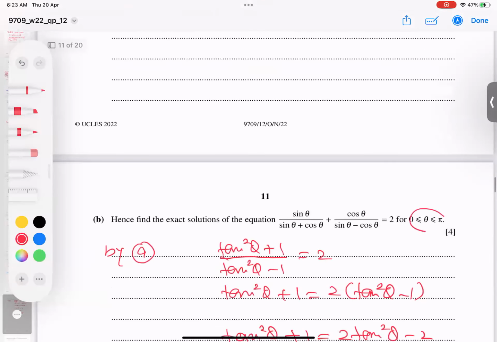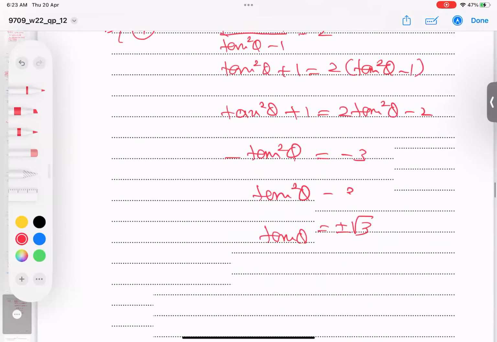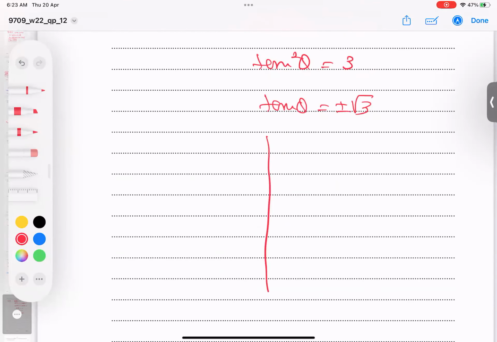And what is the range? It says 0 to pi. Okay, it means radian mode. I will use it. But first two quadrants, how come 0 to this? Here till here is called pi. So I am looking for the first two quadrants. I'm writing tan theta is equal to positive root 3, and tan theta is equal to minus root 3.